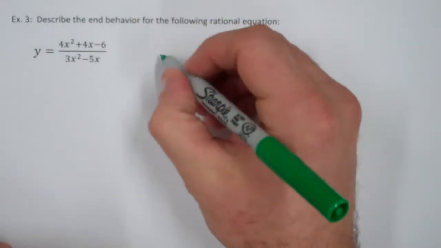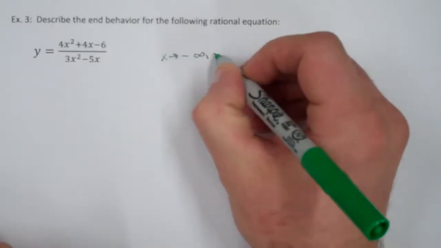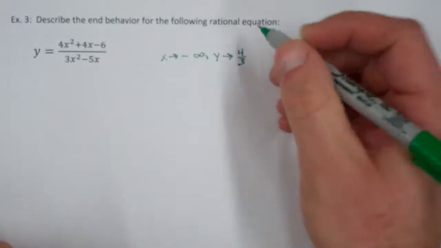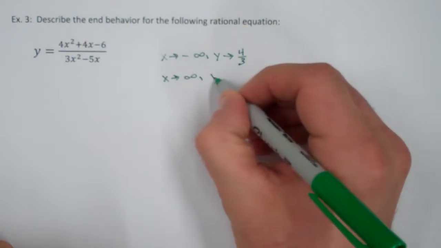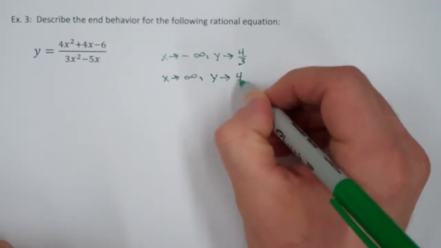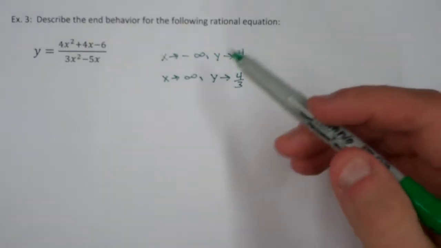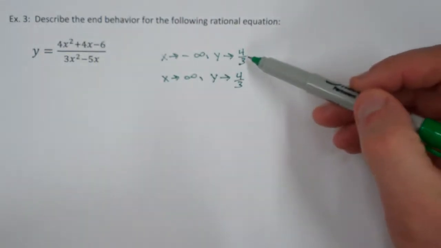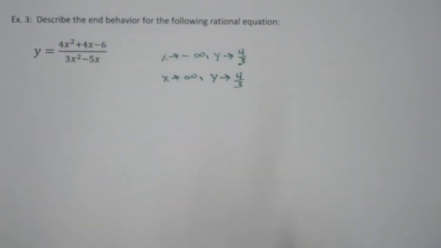So we can write our end behavior as x approaches negative infinity for the left end behavior, y is approaching 4/3, and then as x approaches infinity, y also approaches 4/3. The left and the right end behavior is the same. Remember, for end behavior, this part's always the same, but the value of y that we're approaching is what's going to be different for different functions.